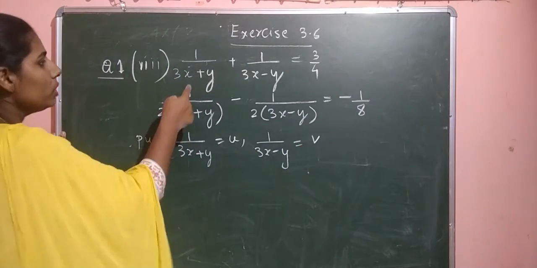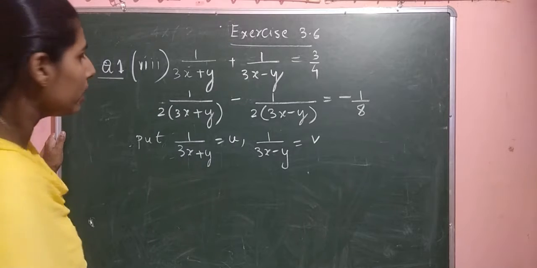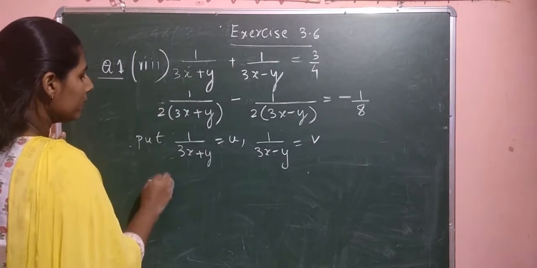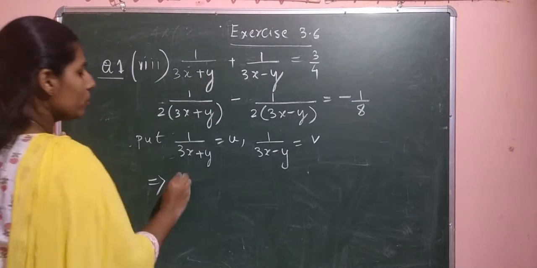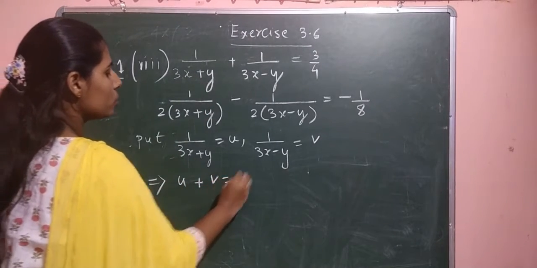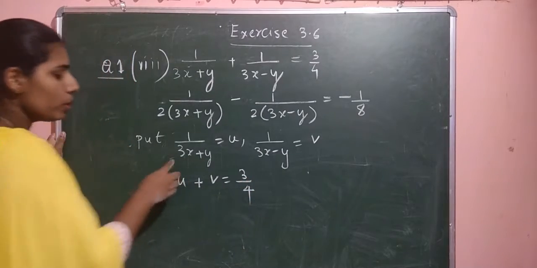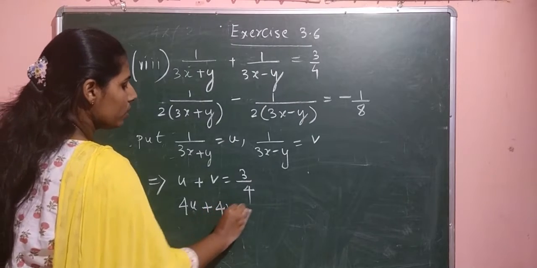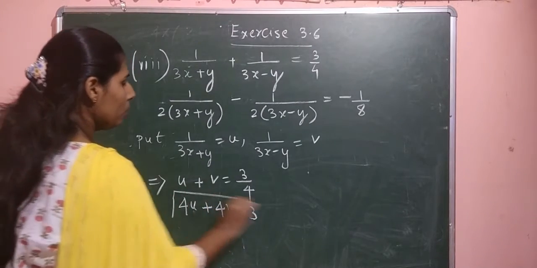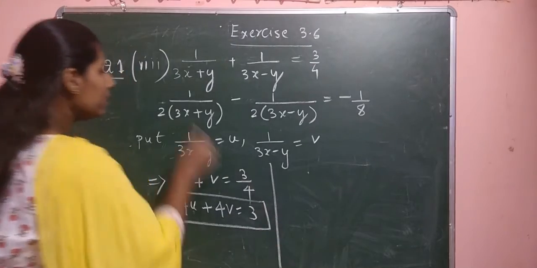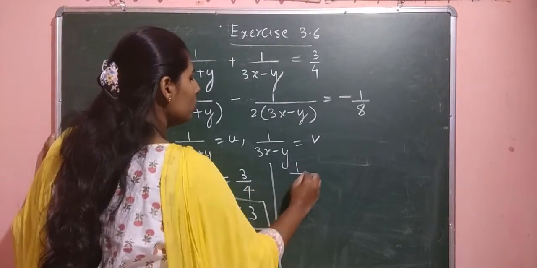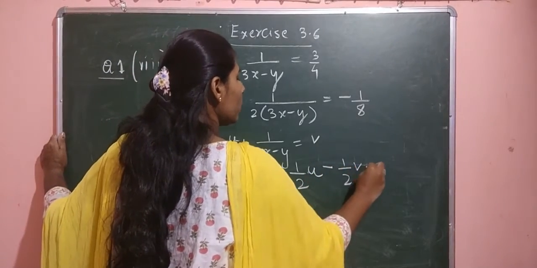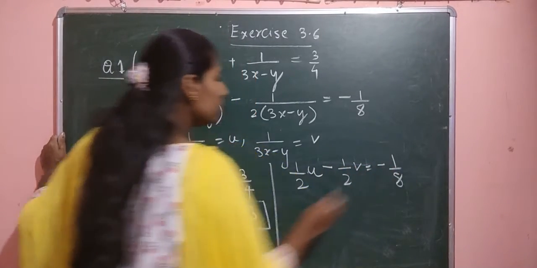Okay, so the new equations that we will get is, with the first equation, here I will be taking u, so I will get u plus v is equal to 3 upon 4. 4 will go this side and you will get the final equation 4u plus 4v is equal to 3. Okay. And here I will get 1 upon 2u minus 1 upon 2v is equal to minus 1 upon 8.